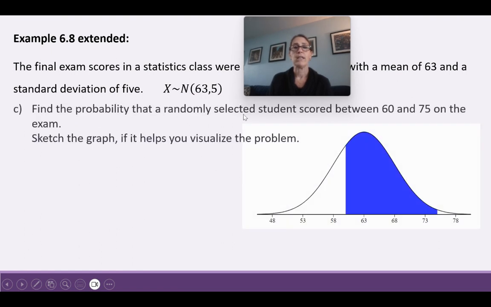Find the probability that a randomly selected student scored between 60 and 75 on the exam. So here's our graph. 60 is the leftmost line, and then 75 is the rightmost line. This one's a little bit harder to tell what a good estimation might be, but this is our between problem.